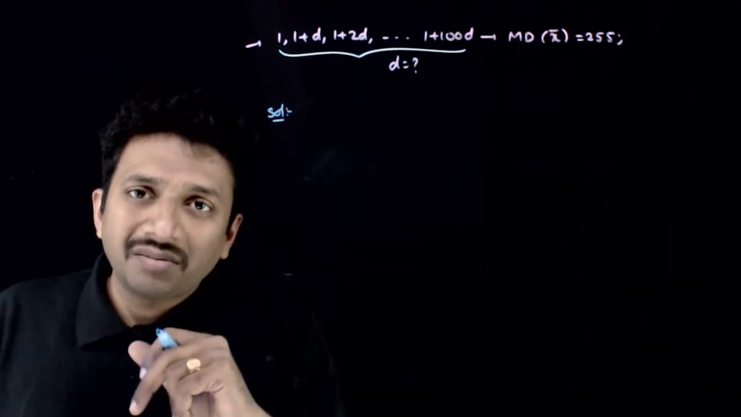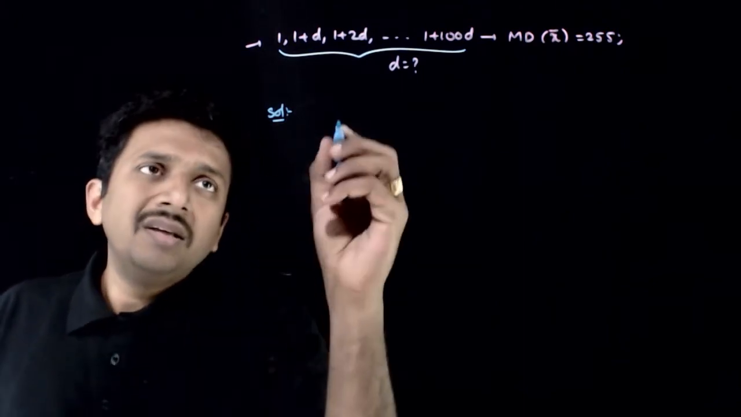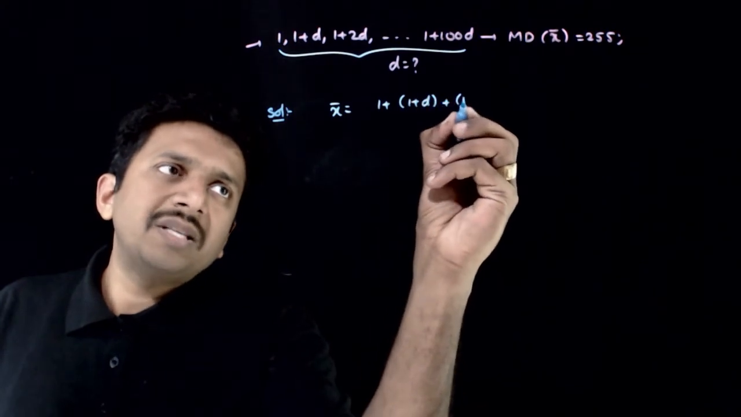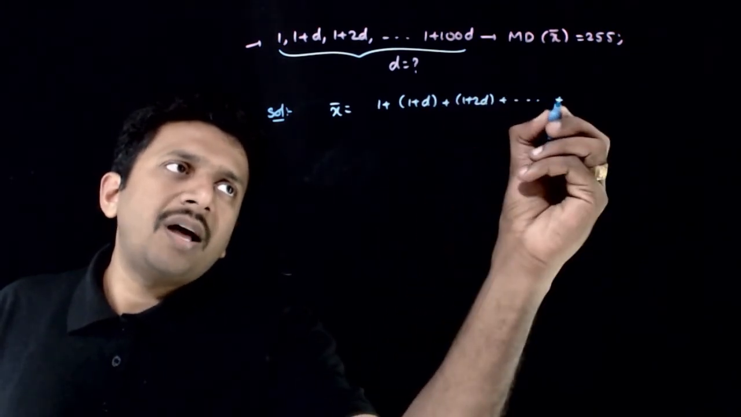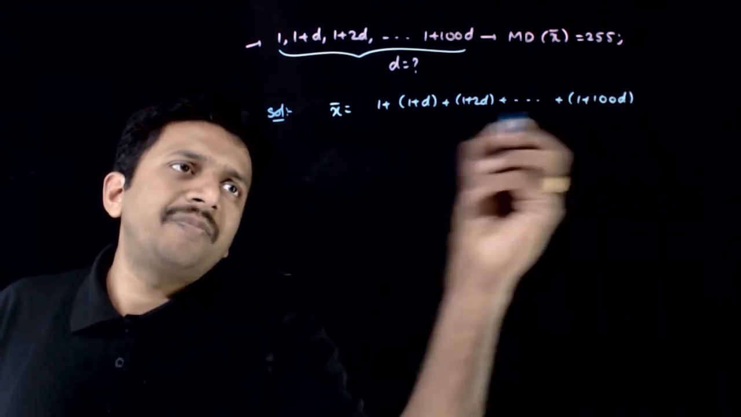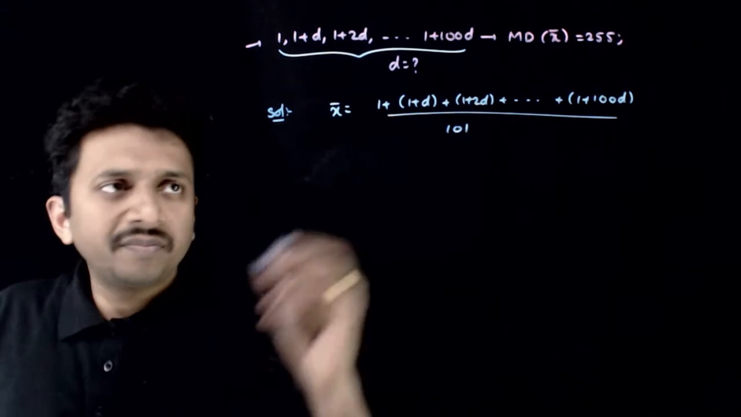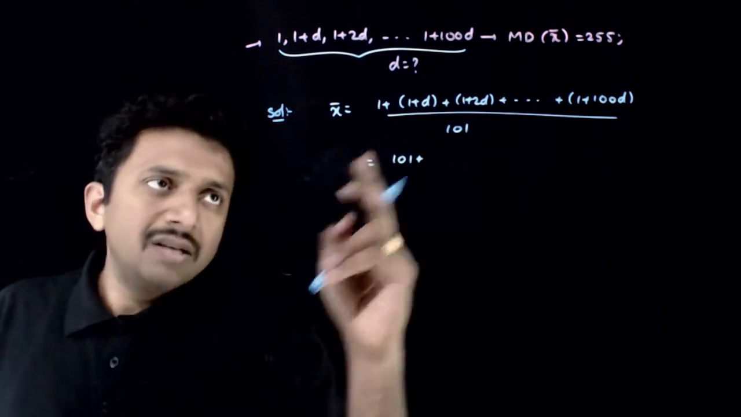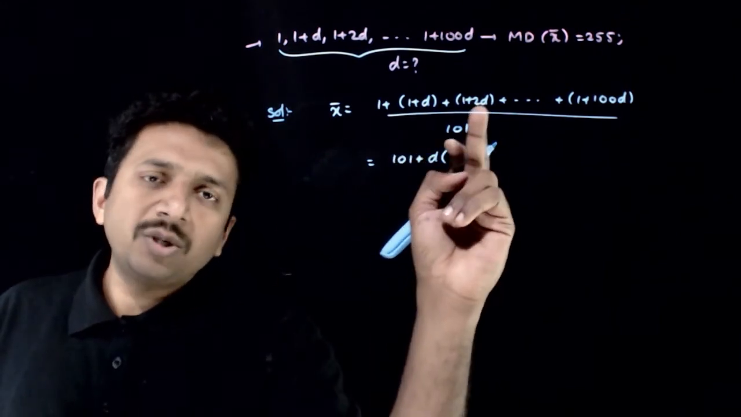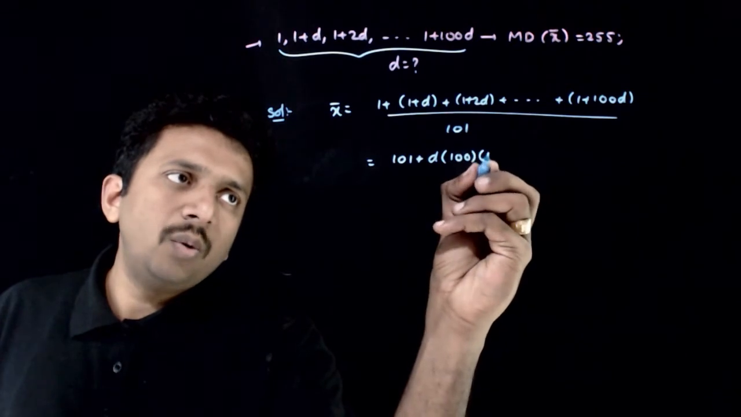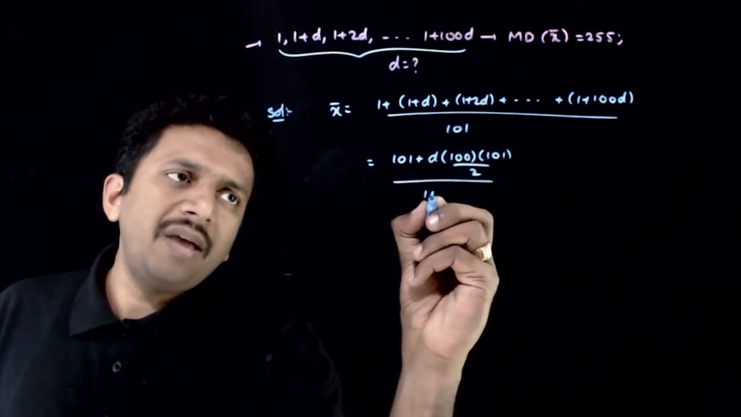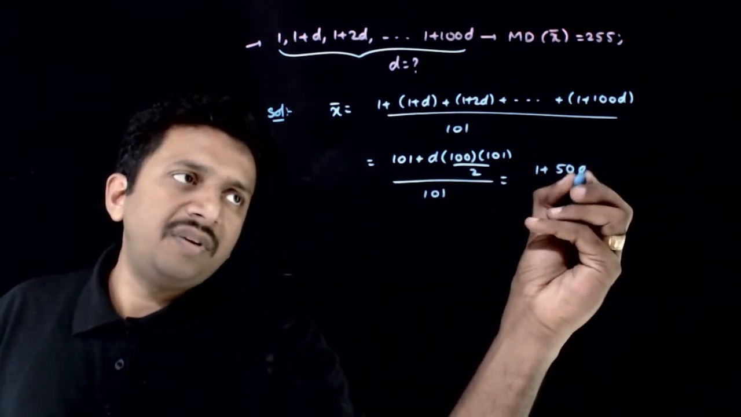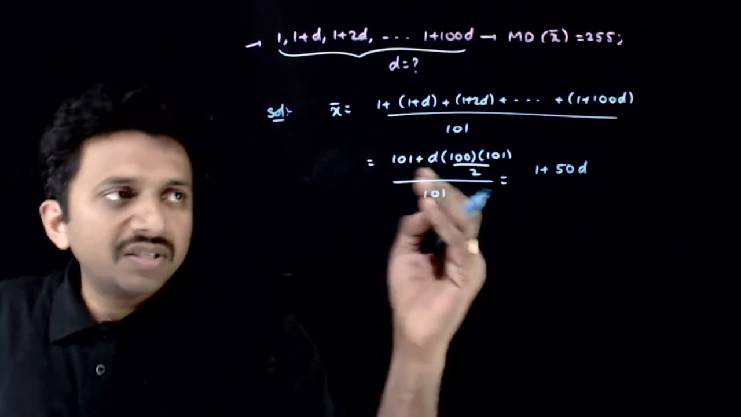First let us find the mean of this, because if you want the mean deviation, first you need to know the mean. So the mean is nothing but the sum of all the readings, 1 plus (1 plus d) plus (1 plus 2d) plus so on up to (1 plus 100d), divided by 101. That is equal to 1 plus 1 plus, you have 101 terms, so 101 ones. So how many d's are there? d times (1 plus 2 plus 3 up to 100). It is 100 into 101 by 2, divided by 101. So that is equal to, if you take 101 as common, 1 plus 50d. So the mean of these numbers is 1 plus 50d.